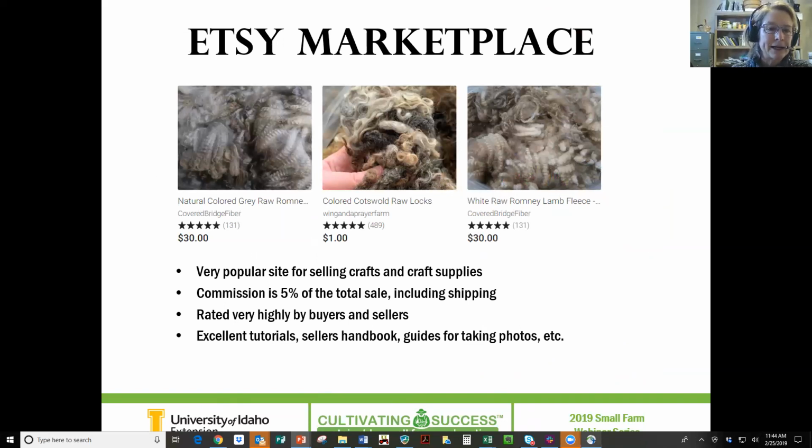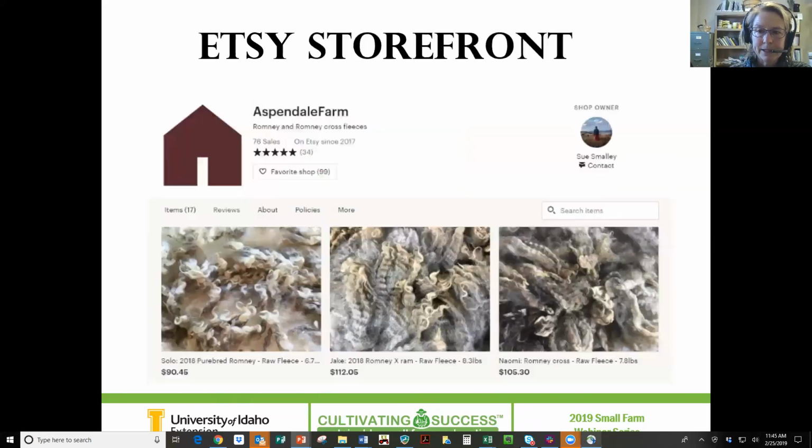These are all very nice photos here. And the prices are quite good. Natural colored gray Romney, $30. I'm not sure if that's what that's for. There's another one on the far right, $30. I guess we'd have to look into it to see if that's per fleece or per pound, but it allows you to get to a very specific audience, which is key. You can have a whole storefront like this, Aspendale Farm. Look at that, the 5 stars.